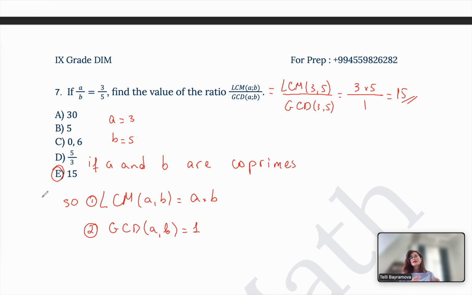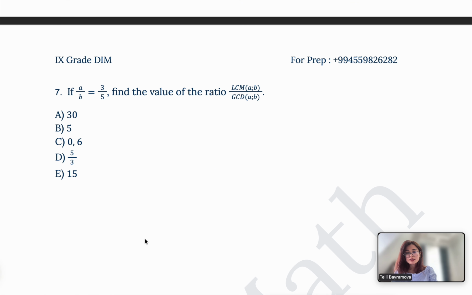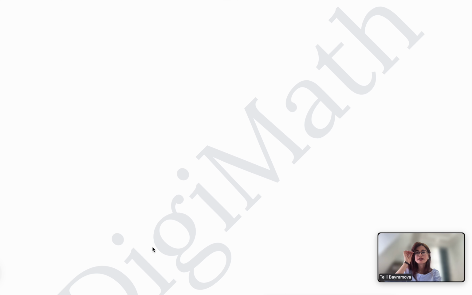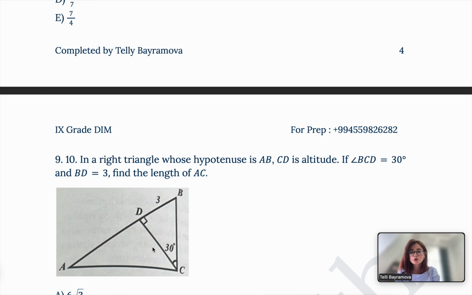Okay, so guys, if their only shareable factor is 1, which means they are co-prime, then LCM(A, B) is the product of them. GCD(A, B) is just 1 because the only shareable factor is 1. So for 3 and 5, LCM will be 3 times 5, GCD will be 1, and 15 over 1 is just 15. Hope you understand. So guys, next one is question 8. Question 8 is the same type, just I changed 4 and 7 instead of 3 and 5. Well, let's go to question 9.